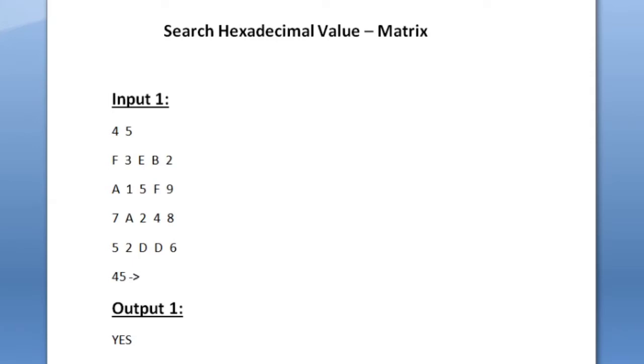45 can be represented in hexadecimal as 2d. So now we have to check whether 2d is present horizontally in the given character matrix. In the first row we don't have 2d, in the second row also we don't have 2d, and in the third row also we don't have 2d, and in the fourth row here we have 2 and d. So we print yes as our output.